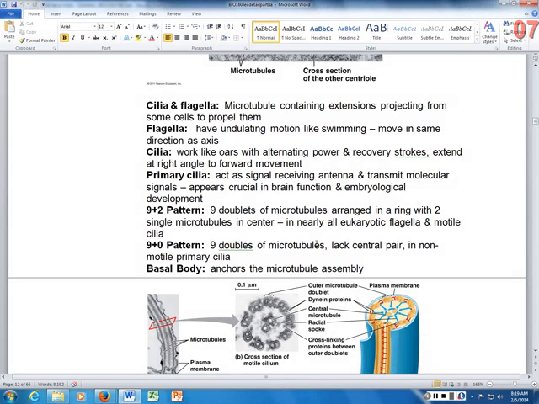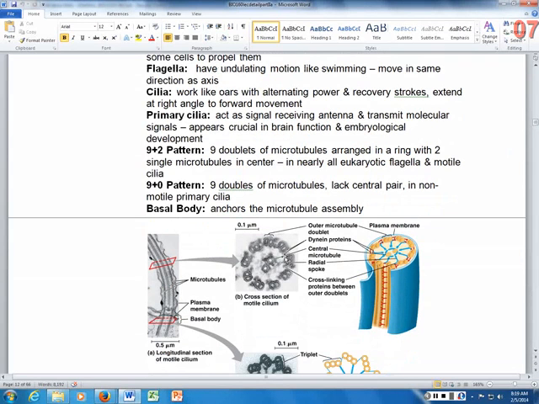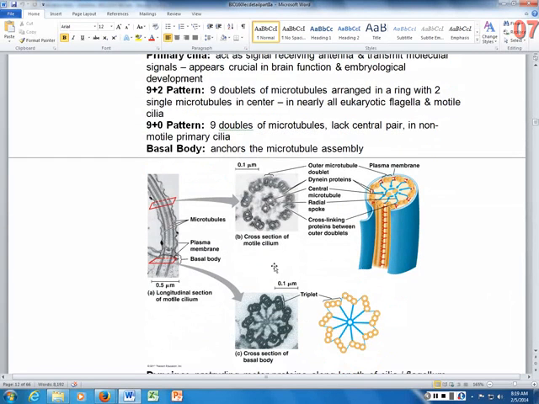They have a couple different patterns. The 9+2 pattern means you've got 9 doublets and then 2 single microtubules in the center, and you're going to see that in nearly all eukaryotic flagella and motile cilia. The 9+0 pattern, you have the 9 doublets of microtubules, but you don't have the central pair, and you see that in the primary non-motile cilia. And then it gets anchored onto the cell with a basal body, so there's kind of a connection point anchor.